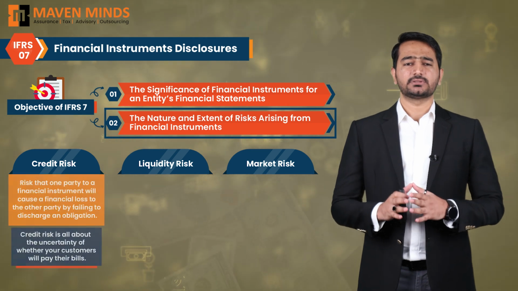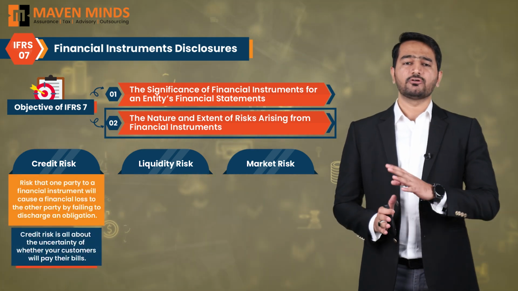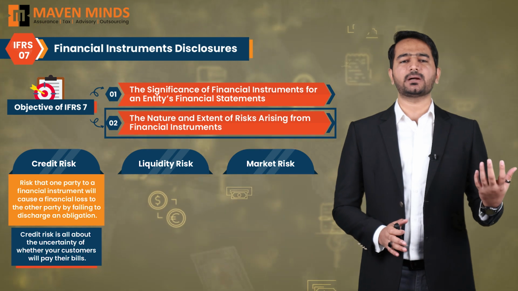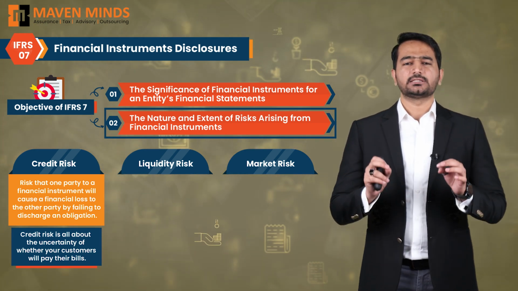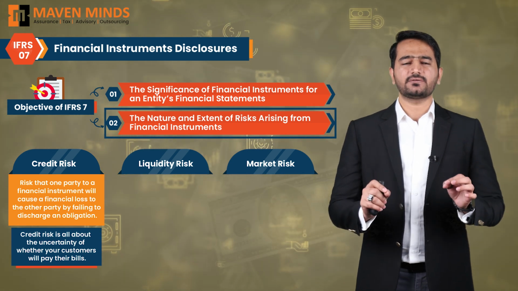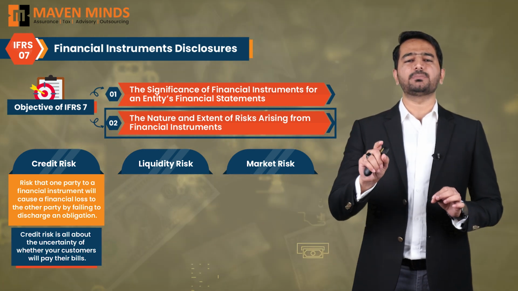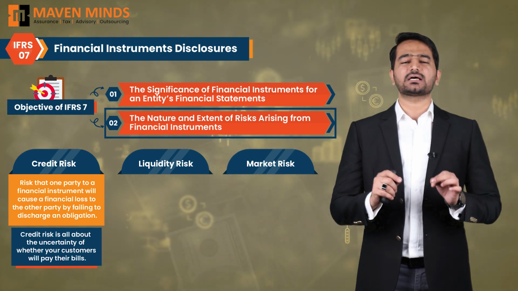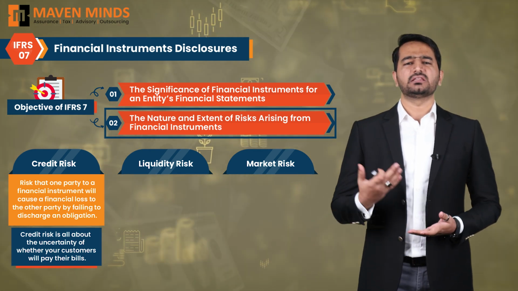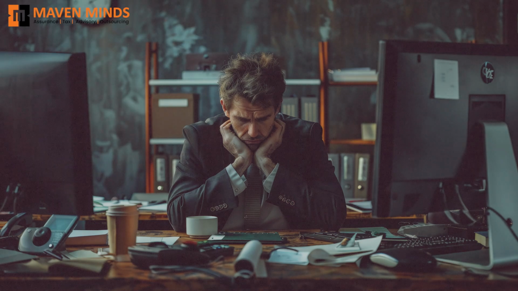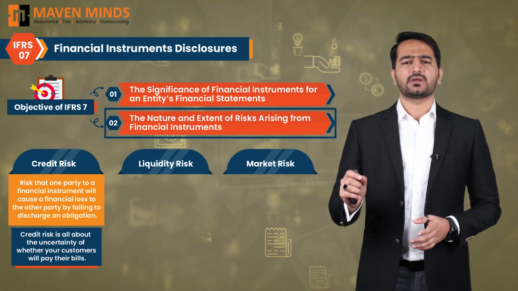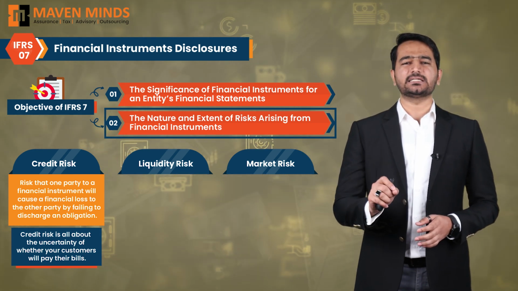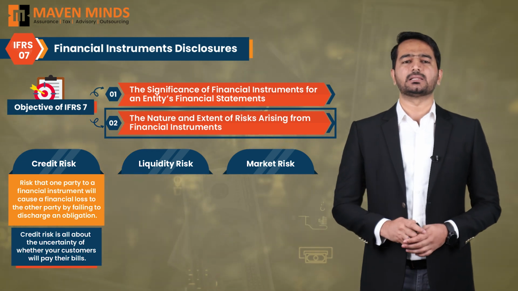This is the risk that one party to a financial instrument will cause a financial loss to the other party by failing to discharge an obligation. Okay, now think of it like this. Credit risk is the risk that you won't be able to collect your receivable because your customer cannot pay. Maybe they are facing financial difficulties or even bankruptcy, which means you won't receive the cash you are owed. So in simple terms, credit risk is all about the uncertainty of whether your customer will pay their bill.